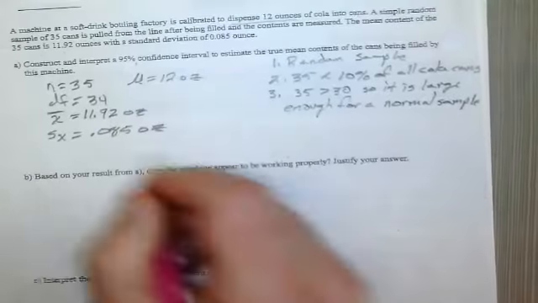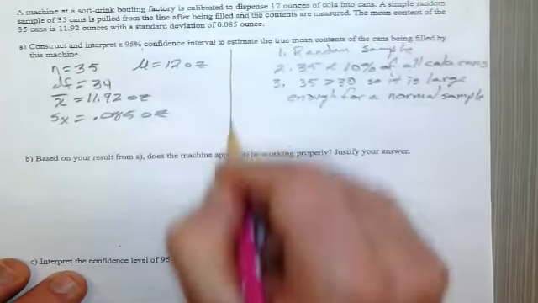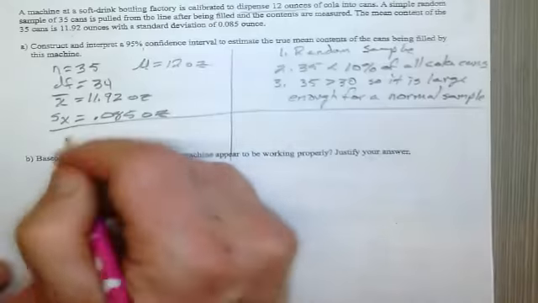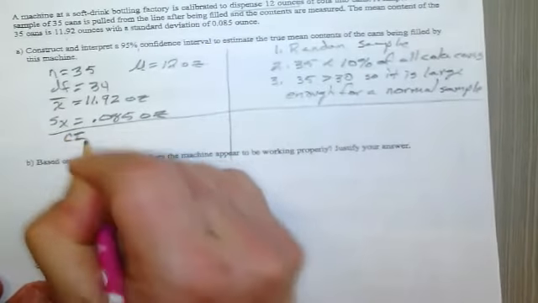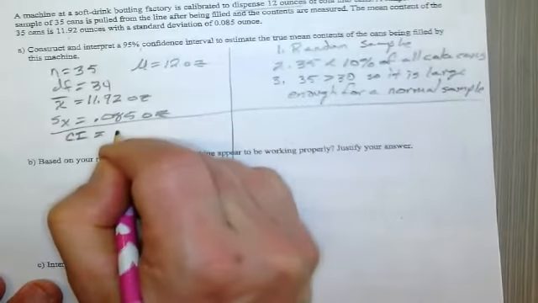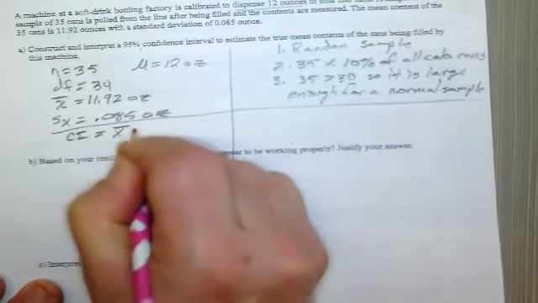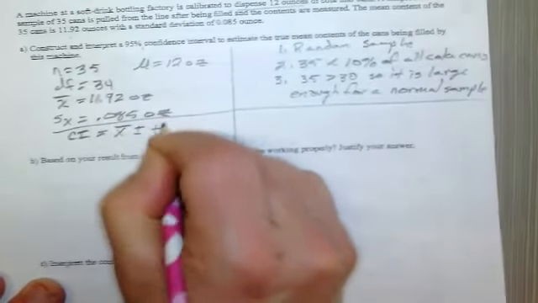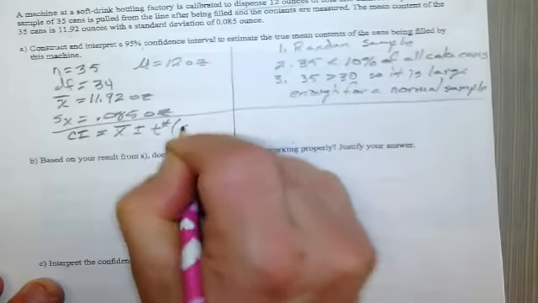Okay, so we can do our confidence interval. So CI equals x bar plus or minus t star times my standard error.